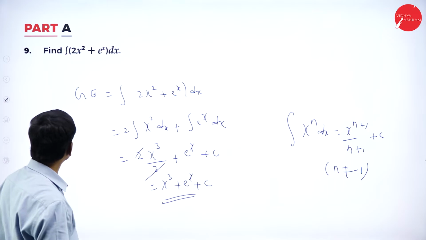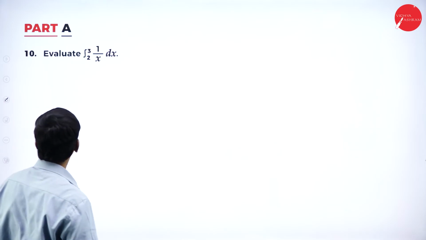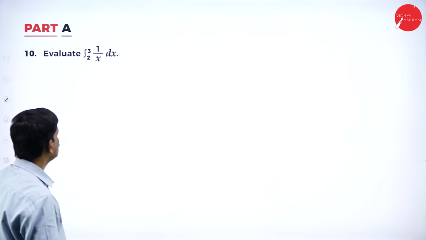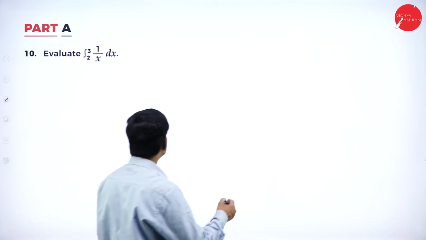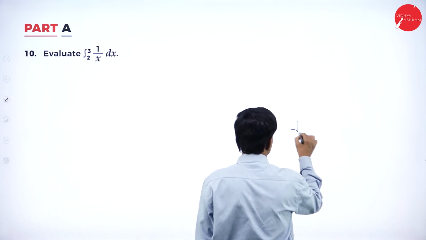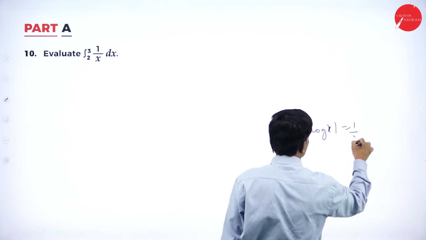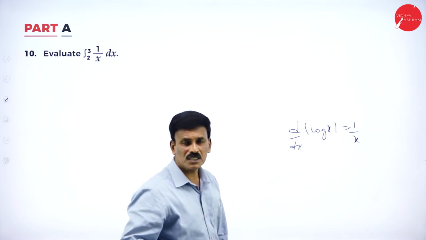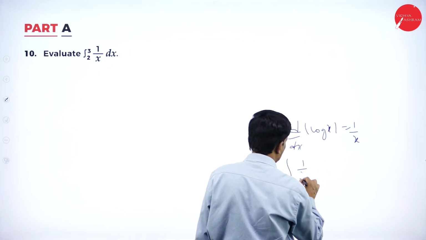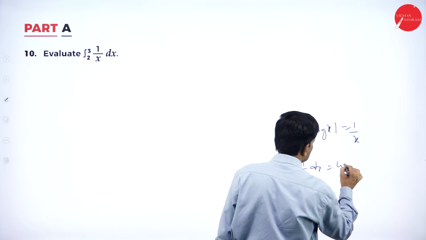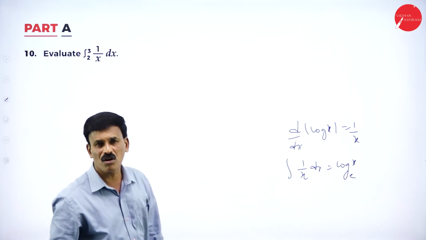Now let us come to the next question. Next question is maybe from application of integrals. Now evaluate the integral of 1 over x dx between the limits 2 to 3. Now, you know what is d by dx of log x. d by dx of log x is 1 over x. You know, the reverse process of differentiation is nothing but integral. So, if you integrate 1 over x dx, you will get log x. So, integration of 1 over x dx is log x.